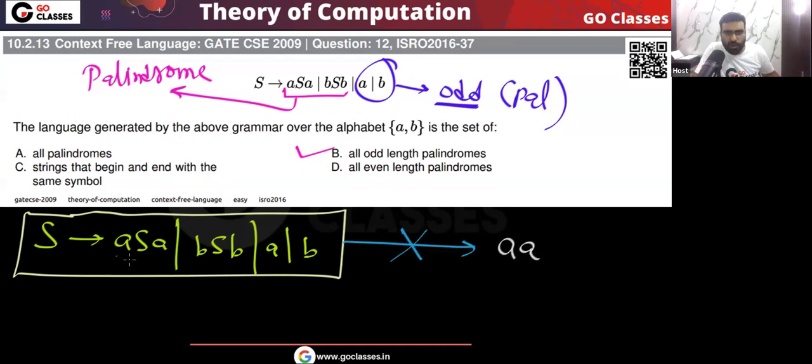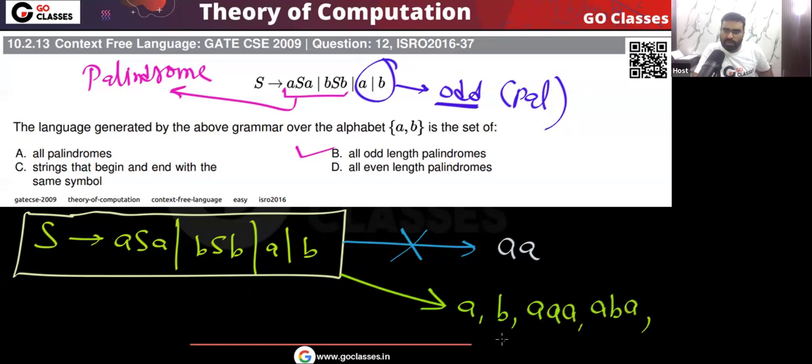Because you can easily see, if I want to generate double a, then this S in aSa is already there, but this S I will replace with a or b. So I will get triple a. From here you will get a, you will get b, you will get aaa, you will get aba, you will get bab, you will get bbb. So this type of strings you will get, but you will never get aa. So definitely this option A is wrong.